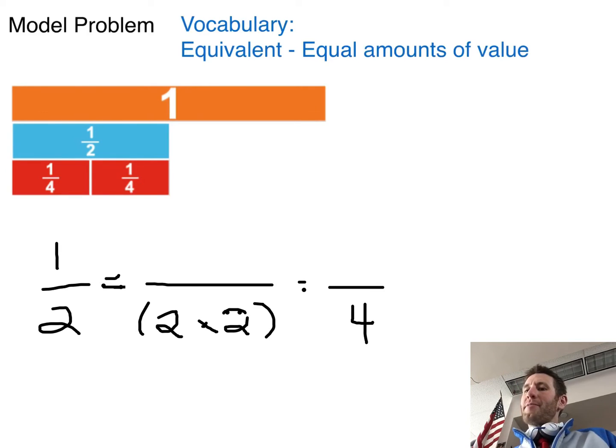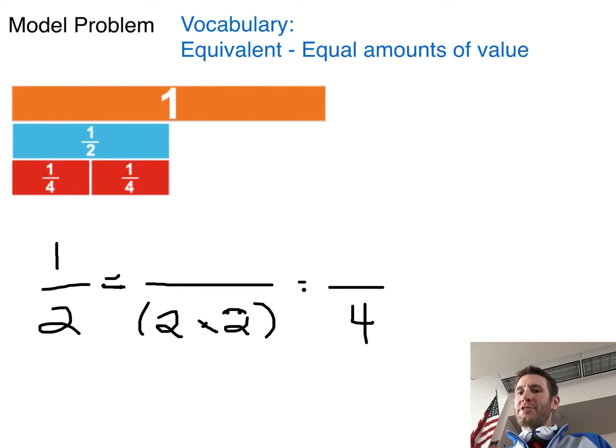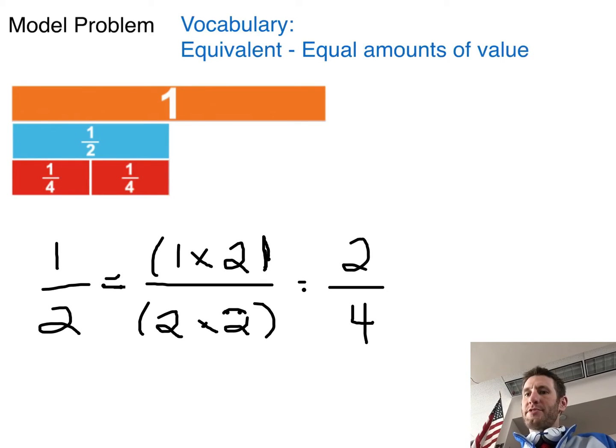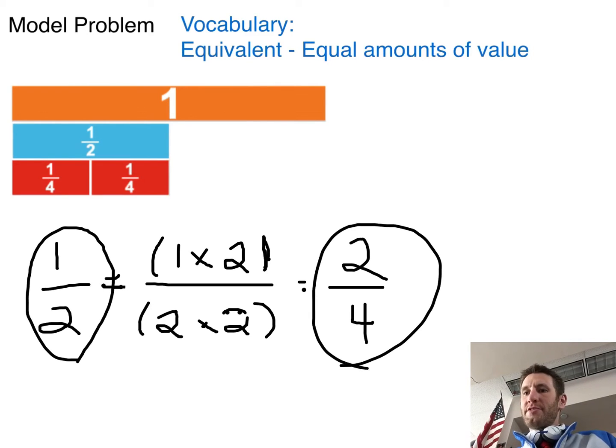And the biggest rule here of equivalent fractions is whatever you do to the bottom, or whatever you do to the denominator, you need to really make sure that you do to the numerator. So if I multiplied the denominator by 2, I'm going to multiply the numerator by 2. So I'm going to say 1 times 2 equals 2. So what that shows me is that 1/2 is equivalent to 2/4.